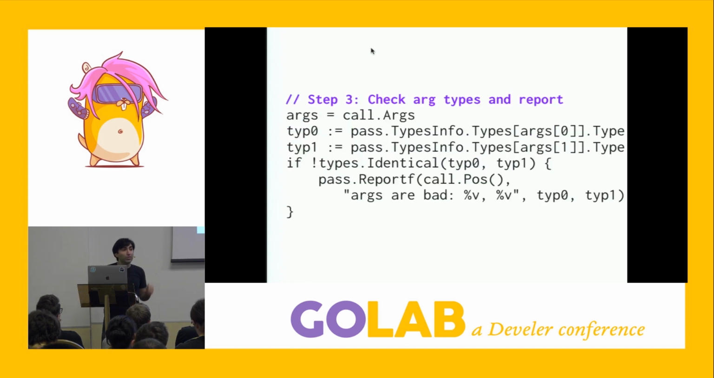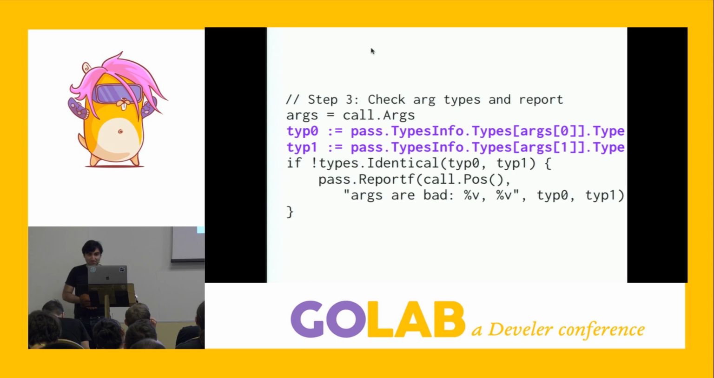And now we know that we're calling comp equals, so all we have to do is check to see that the types match. And if they don't, we can report a diagnostic. So let's grab the arguments off of the function call, and then we're going to get the type information. So the pass contains the type information in this typesinfo.typesMap. And what this does is this allows us to get from the syntax to the types.